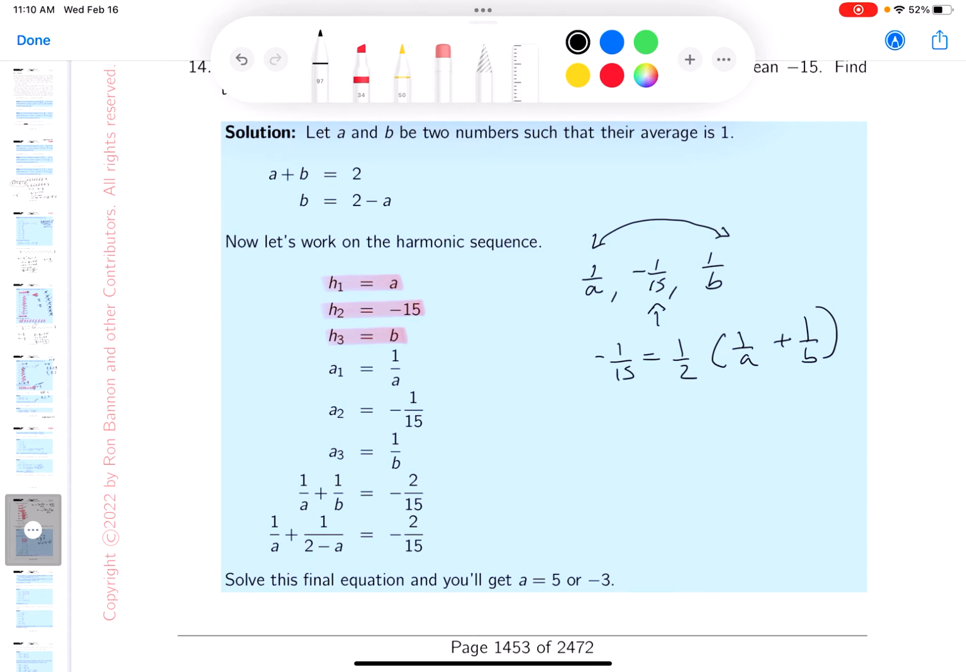And the way I'm going to do that is I'm going to multiply both sides by 2 initially, minus 2/15. And then I get 1 over A plus 1 over B. And I'm looking at this, and there's two unknowns, right? But I do want to claim I do know this up here. So I can make a substitution now. So minus 2/15 equals 1 over A plus 1 over 2 minus A.